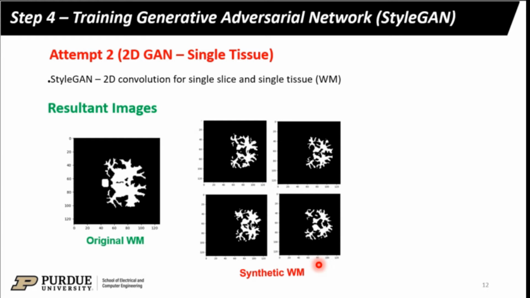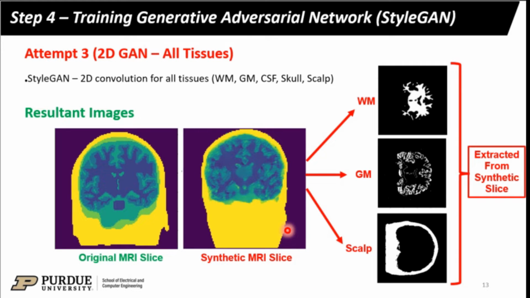So in our next attempt, we tried to focus on a single slice and single tissue, for example, the white matter. This time the network is well trained and it generates synthetic white matter tissues which almost resemble the original white matter tissues here. So seeing this result, we decided to train our network with all the different tissues that we have. So here is our next attempt.